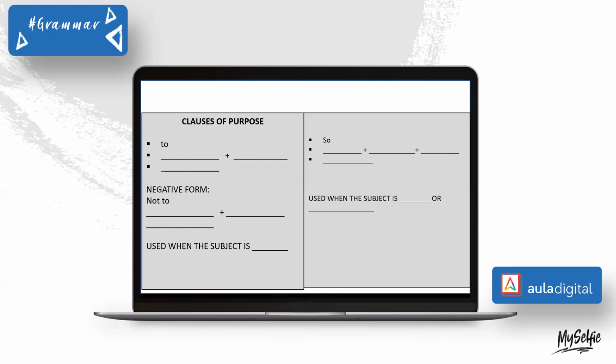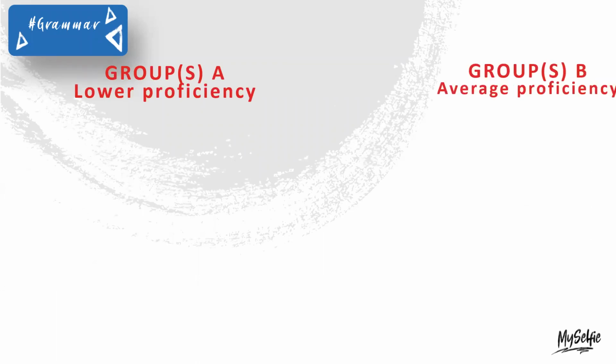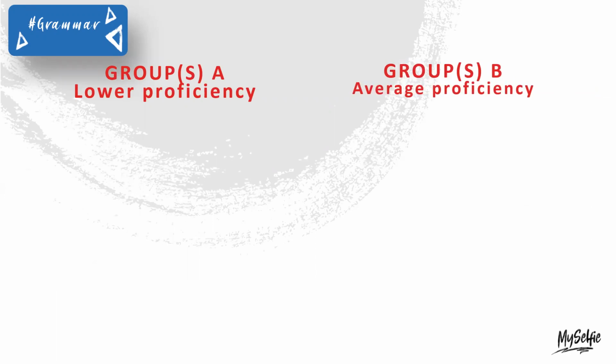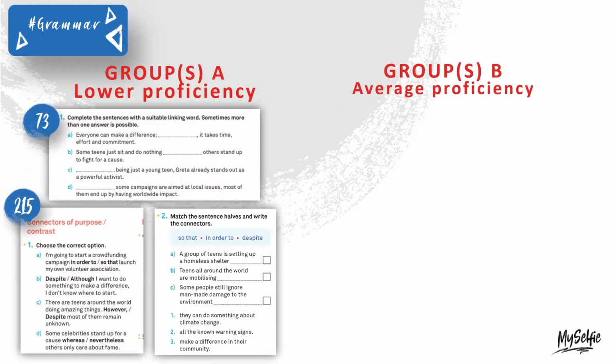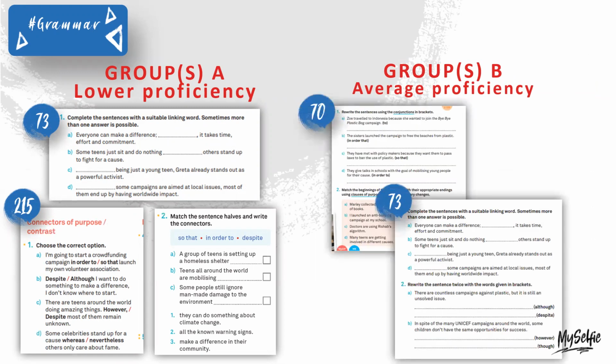We group students according to their level of proficiency. Let's call them, only for the sake of our personal guidance, low proficiency and average proficiency. Then we assign to them different types of exercises. For instance, we'll ask the low proficiency group to do the exercises on page 73 and 215, which are slightly less demanding, and we request for the other groups to do pages 70 and 73. In the case of MySelfie 10, there are actually exercises of different levels which allow us to do this.